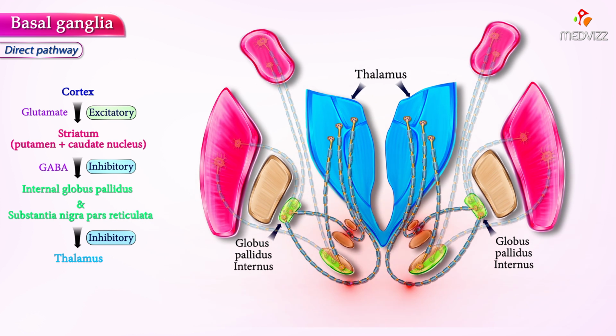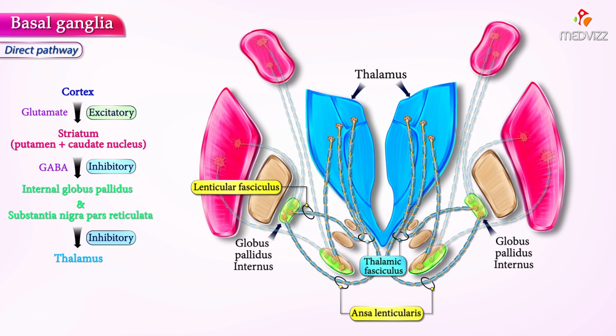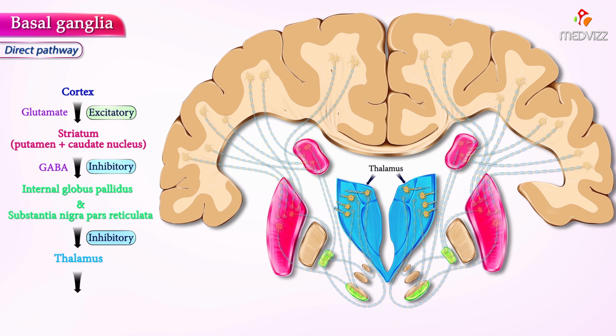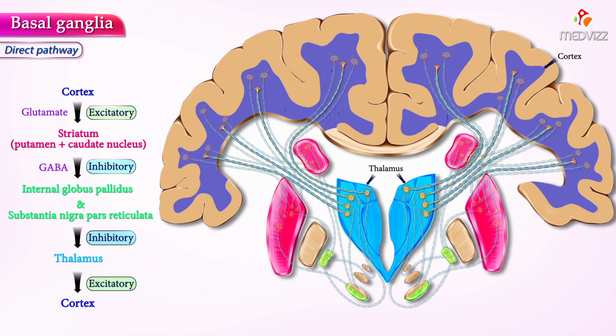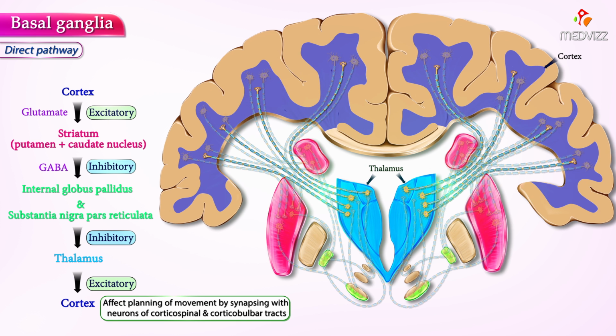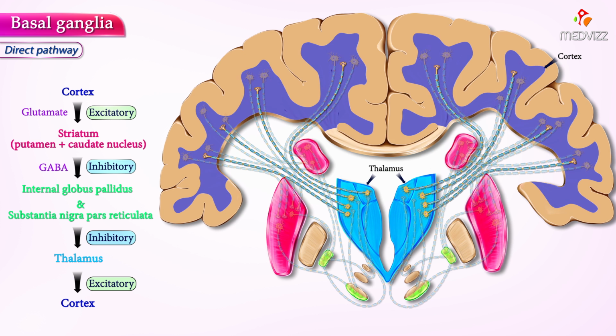These fibers going from the globus pallidus to the thalamus form two fascicles of white matter called the ansa lenticularis and the lenticular fasciculus, that before entering the thalamus fuse into one pathway called the thalamic fasciculus. Hence, the pathway from the globus pallidus internus to the thalamus is again an inhibitory pathway. From the thalamus, excitatory pathways go to the cortex, which is the prefrontal, premotor and supplementary areas of the cortex. These excitatory pathways affect the planning of the movement by synapsing with the neurons of the corticospinal and the corticobulbar tracts. Thus, the tract from the thalamus to the motor cortex is excitatory.